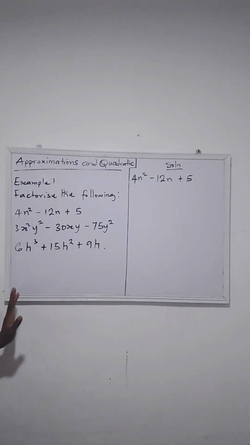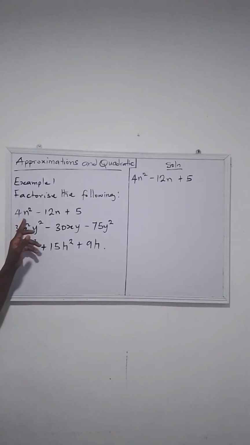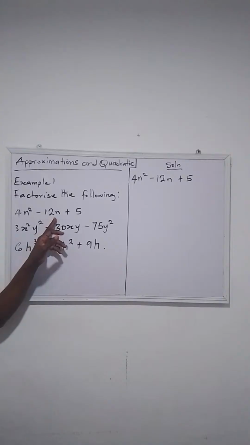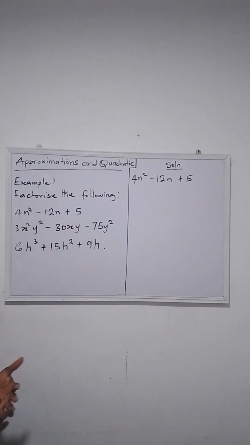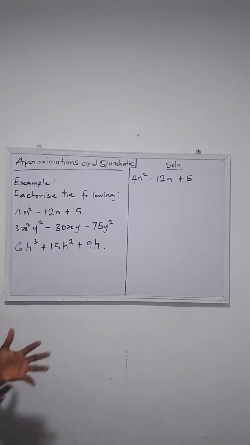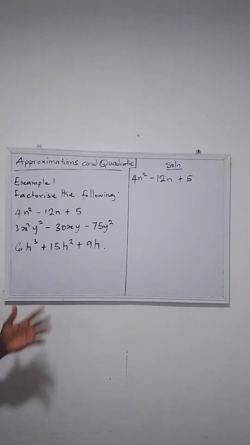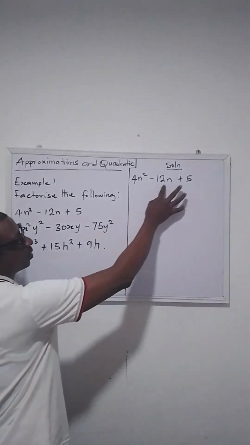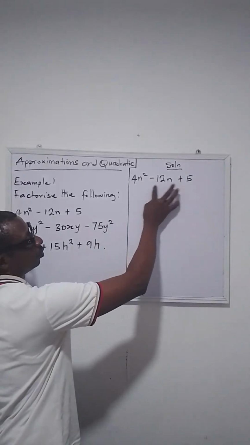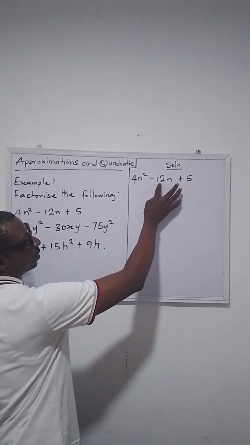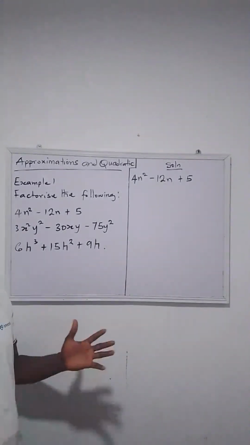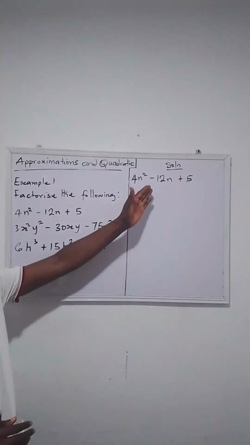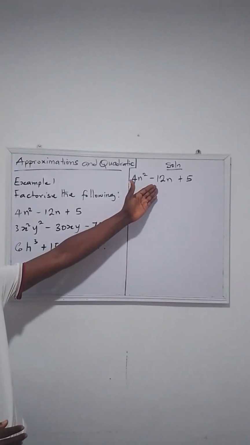The first one we have is 4n squared minus 12n plus 5. How do we solve this problem? The first thing we need to identify is the sum and product. Why are we looking for sum and product? Because we need to divide the middle term, minus 12n, into two parts.